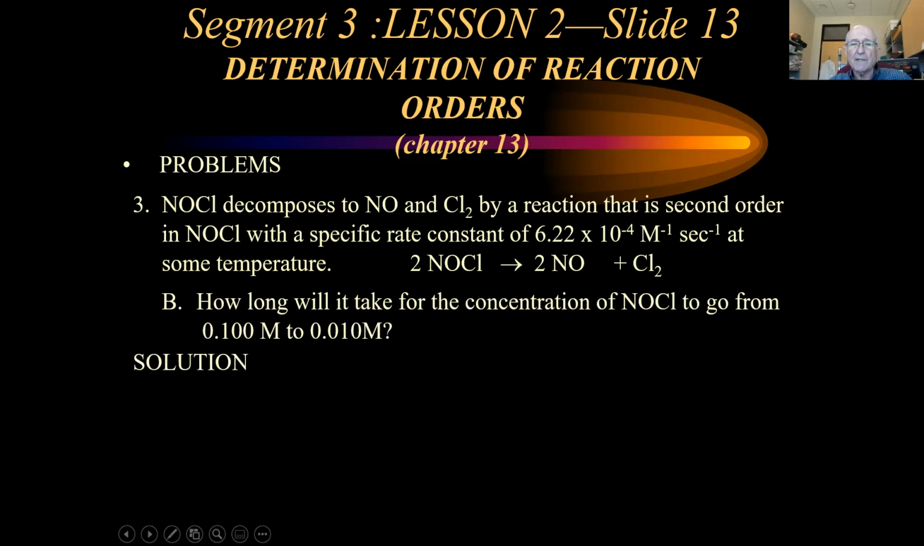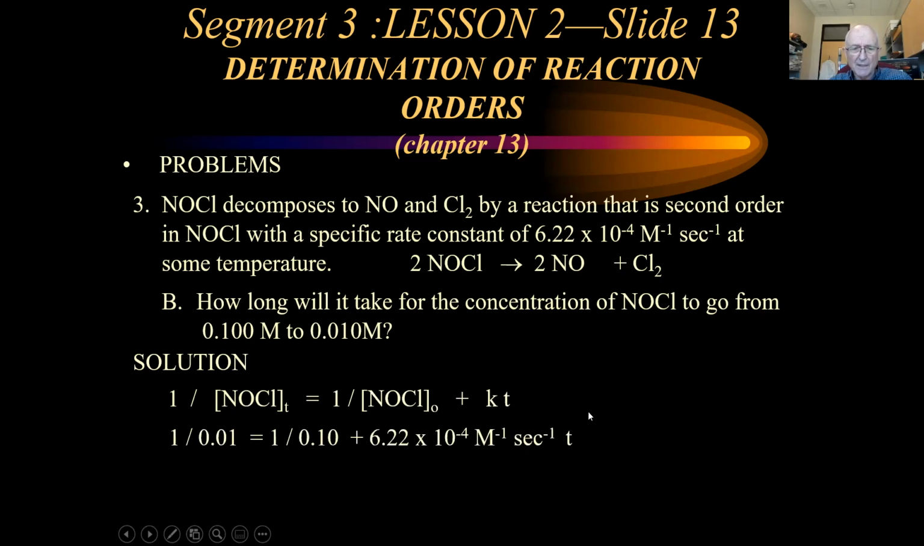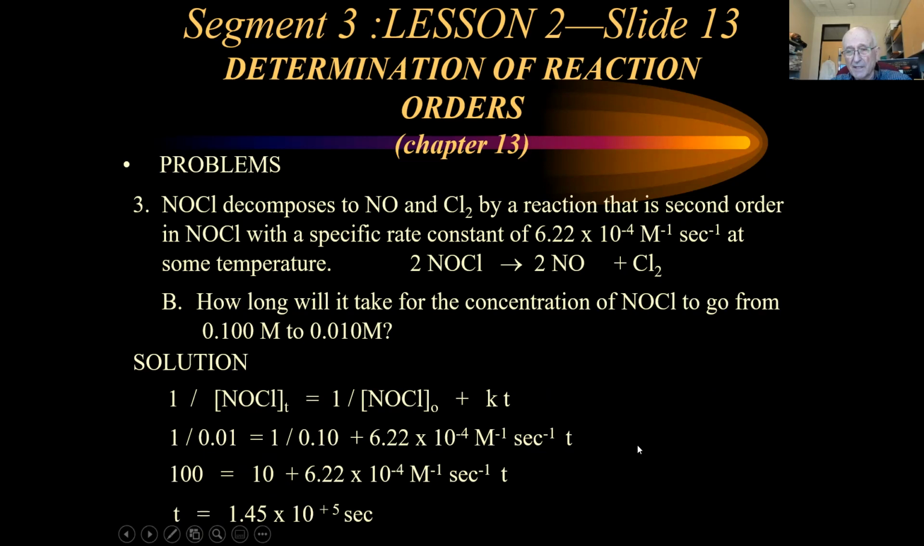But how long would it take for the concentration of NOCl to go from 0.1 to 0.01, like we did a while ago? So 1 over the concentration at time t is 1 over the concentration at the beginning plus kt. We've got our data. 1 divided by 0.01 for this one, 1 divided by 0.1 for this one. This is the rate constant, solve for the time. And rearrange and solve, we get 1.45 times 10 to the 5th seconds.